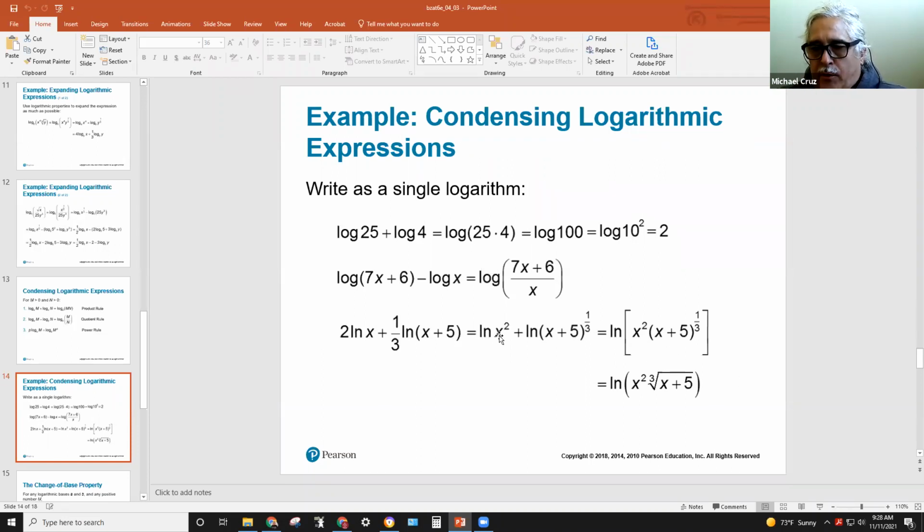So the natural logarithm of x squared times the logarithm of x plus 5 cubed. I'm sorry, 1/3. And then this can be converted back to the radical. Remember, that means x plus 5 to the 1/3 means cube root of x plus 5.